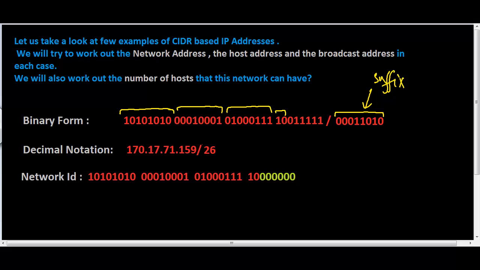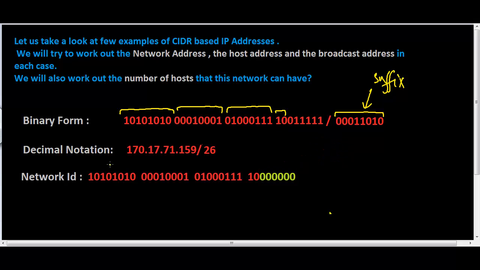Okay, what I've done here is I have copied these network bits here, right? And then the host bits, I have deliberately changed their color to green so that we can see that these are the host bits, and the host bits have been set to 0. So now we can convert these into decimal notation. Let's convert this network ID into decimal notation.